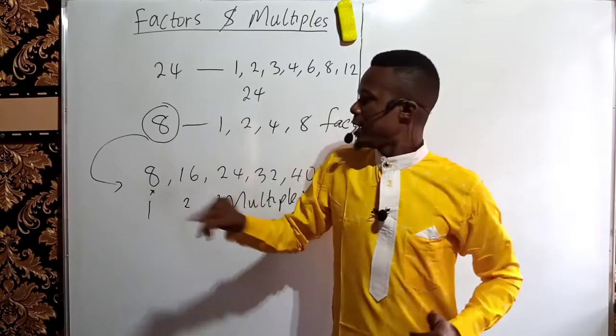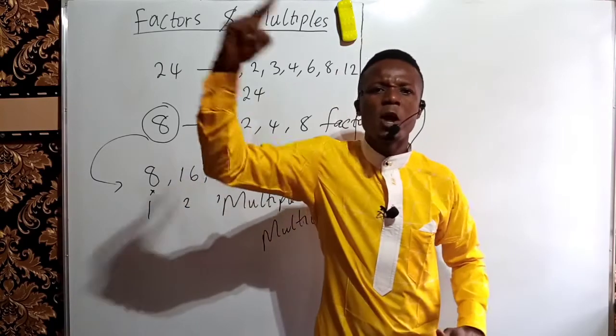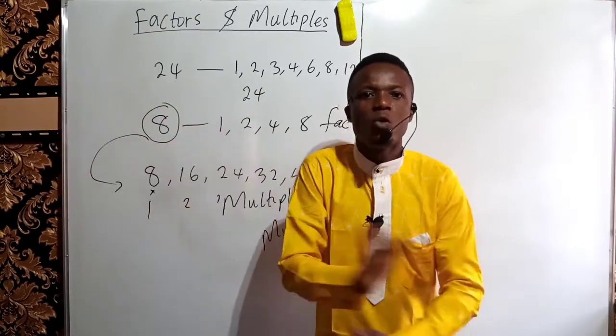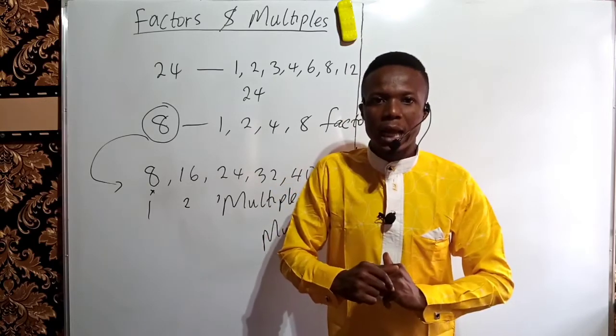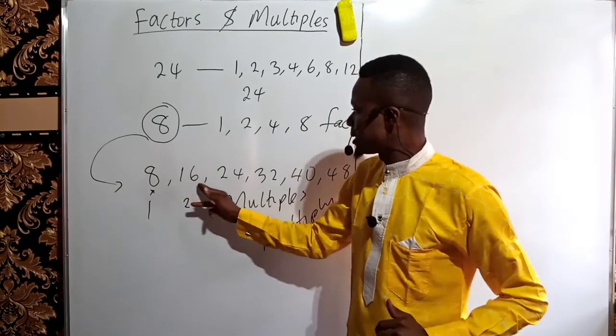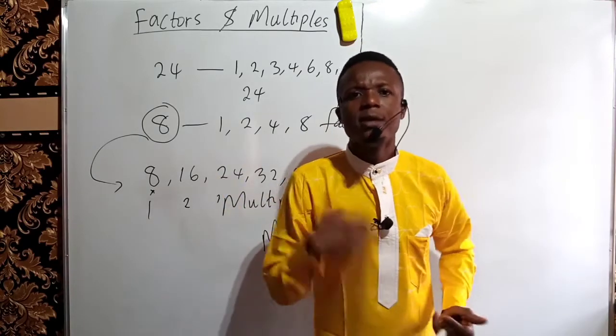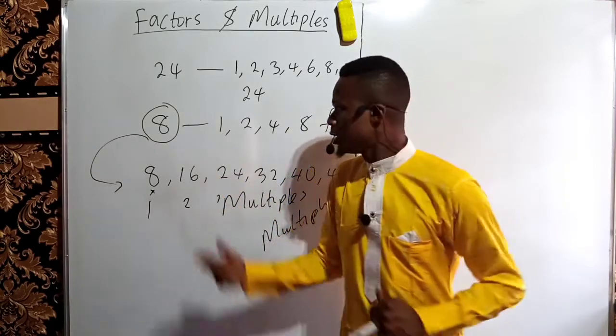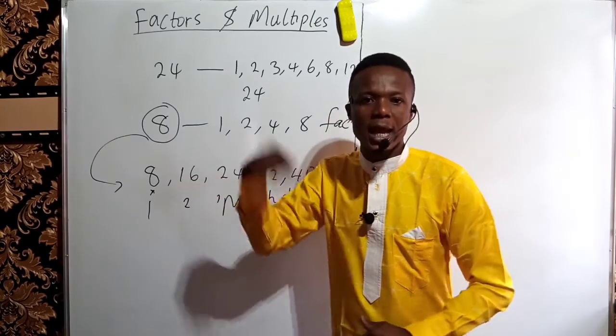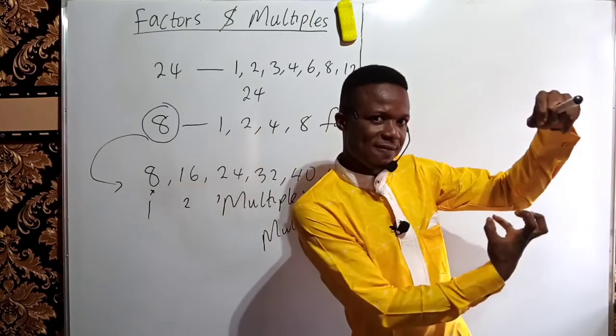So the multiples of 8, for instance, are those numbers 8 can divide without a remainder. And these are the numbers 8, 16, 24, etc. There are millions of them, billions of them. They are inexhaustible. So the multiples of 8 are those numbers 8 can divide.